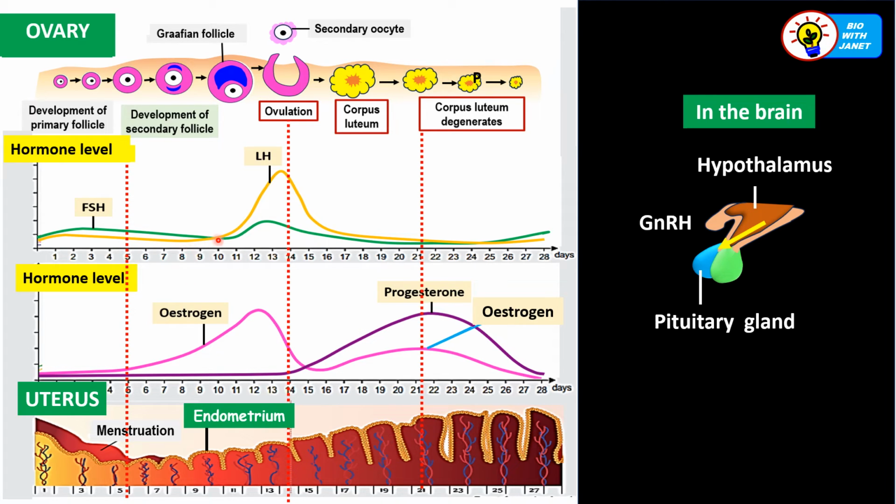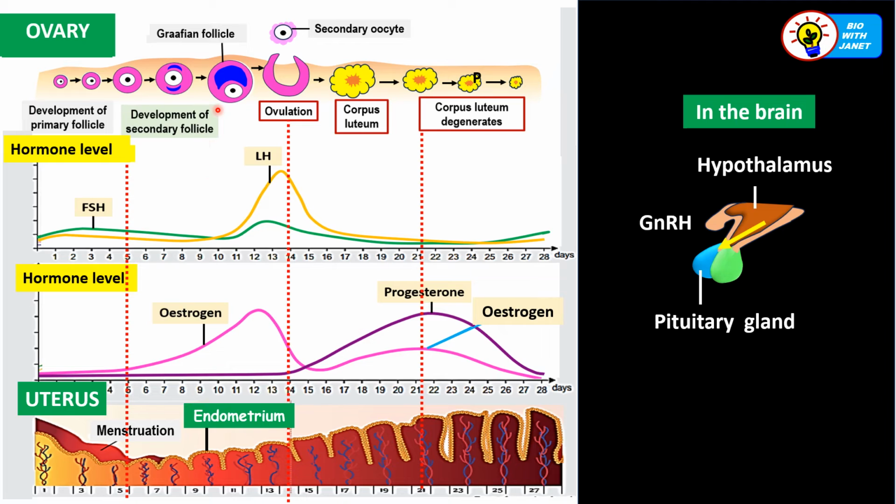FSH and LH peak near day 14, but LH is at a higher level than FSH. For estrogen, it has two peaks, near day 13 and also at around day 21. Progesterone only starts to peak at about day 21, and it is not produced in the first half of the menstrual cycle. It's produced only after day 14.